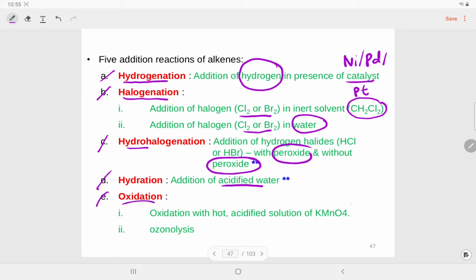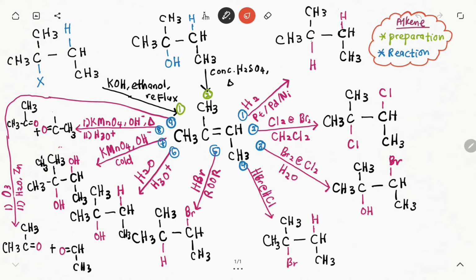We have 2 processes using potassium manganate solution, with 2 conditions: hot acidified KMnO4, and cool KMnO4 which is basic, in basic conditions. And finally is ozonolysis. So the 3 equations here are processes of oxidation. Okay, so this is the summary of the chemical reactions involved in alkenes.